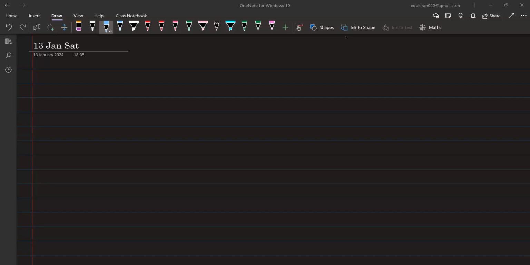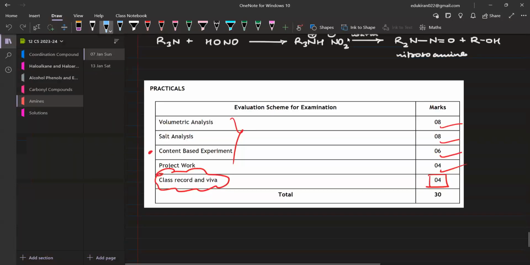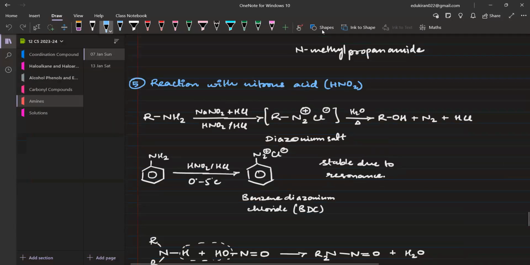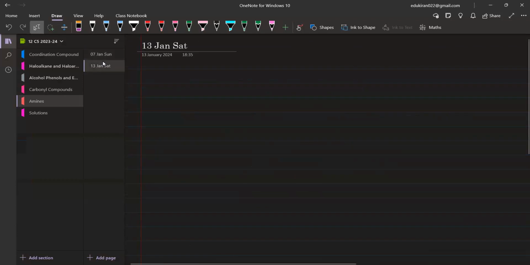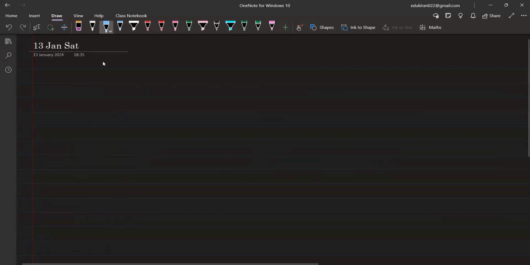Amines, है ना? Right, next. This is the sixth reaction, I guess. Fifth one is reaction with nitrous acid. Right, the sixth one, basic character.